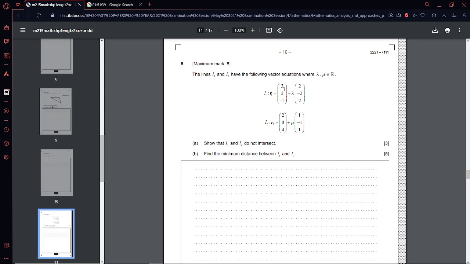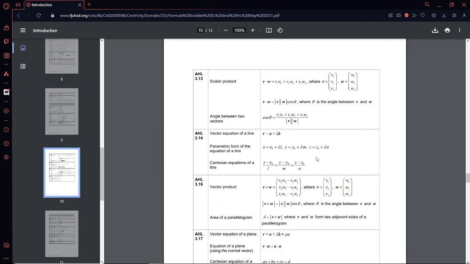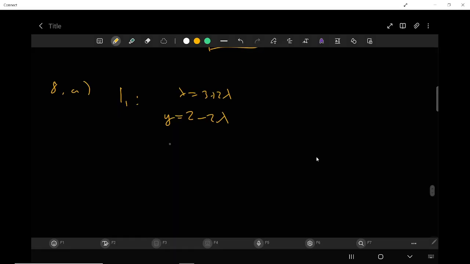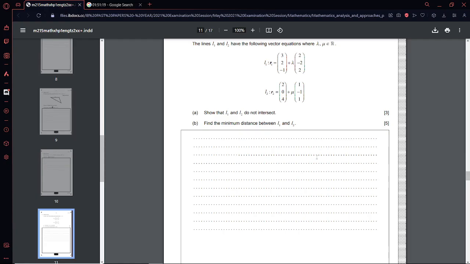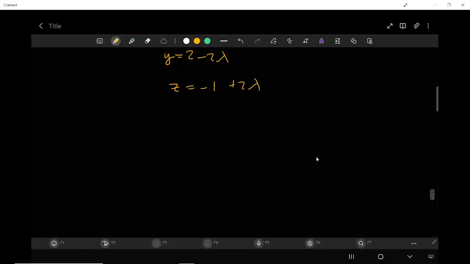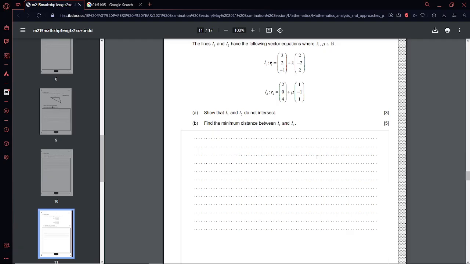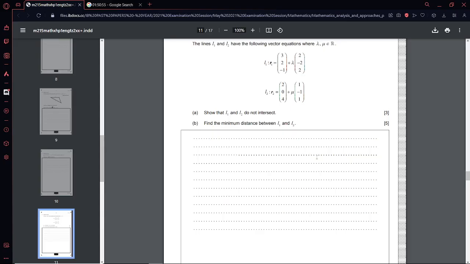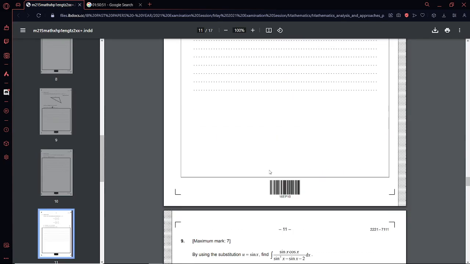Wait, if they don't intersect, there's one thing I do know. For L1, we can do x equals 3 plus 2 lambda, y equals 2 minus 2 lambda, and z equals minus 1 plus 2 lambda. Does this help at all? And for the other one, L2, x equals 2 plus mu, y equals minus lambda, and z equals 4 plus lambda. How do you show that they don't intersect? Absolutely no clue. I'm going to skip that one.